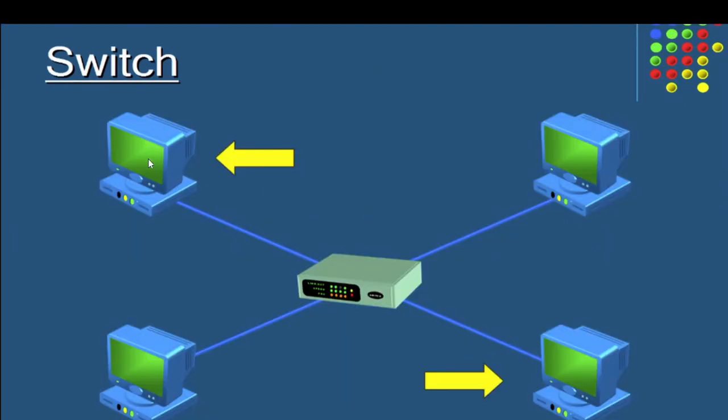For example, if this computer wants to connect with this computer, the communication will be only between these two computers. The data will not flow to all these four computers. The data is intended to go to this computer, so it will only be received here. So communication is very secure, and as compared to hub, the switch is more productive and secure also in terms of IT security.